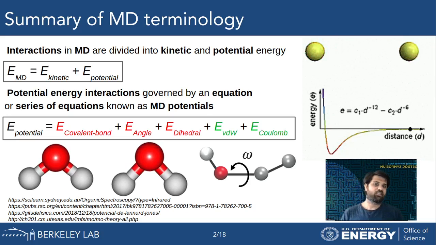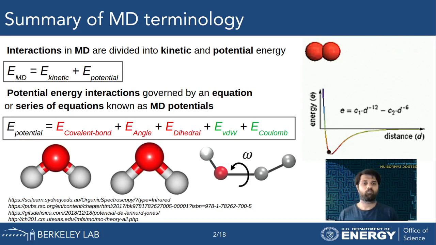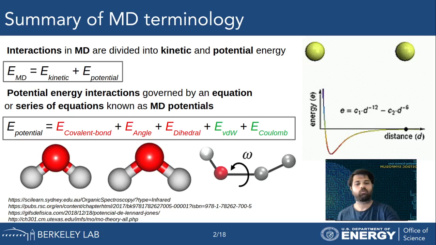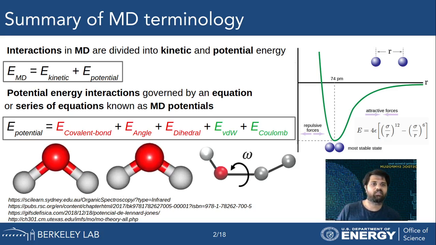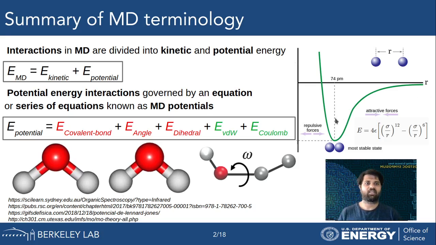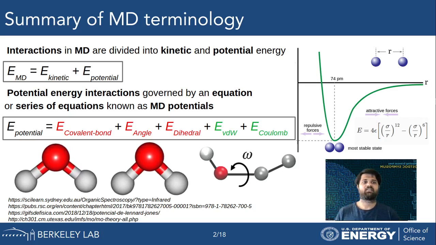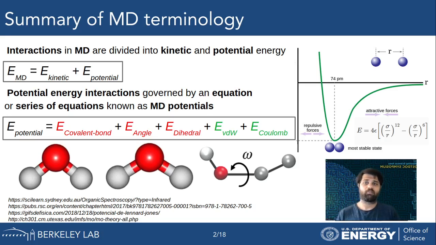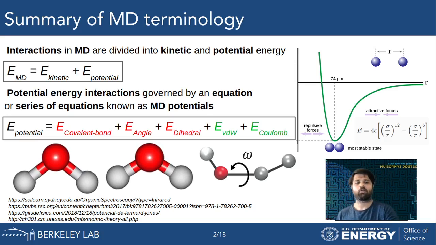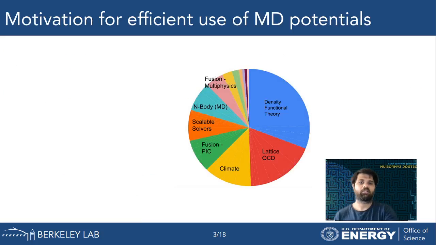The GIF that's shown here is a model of the energy that varies as the atoms move relative to each other. So we don't model these at random. They are governed by an equation. The equation in this particular case, as we can see here, is the Lennard-Jones potential. It's the simplest potential out there. So in summary, potential energy interactions are governed by an equation, or a series of equations, and these are known as MD potentials or molecular dynamics potentials.